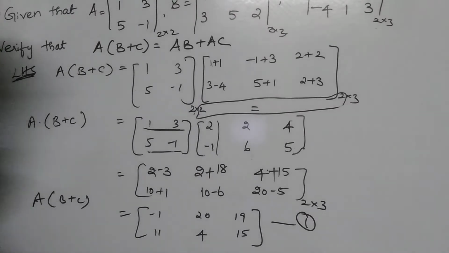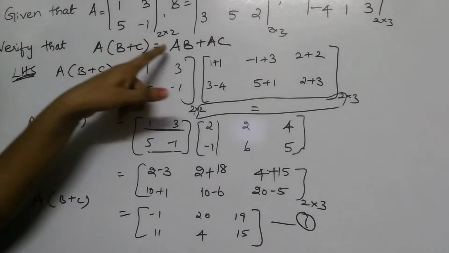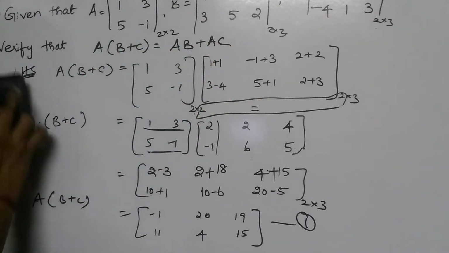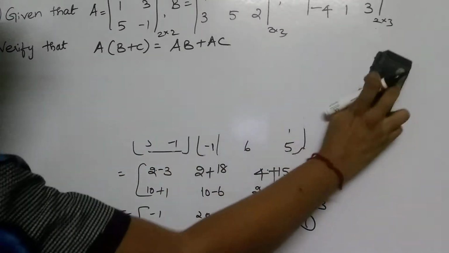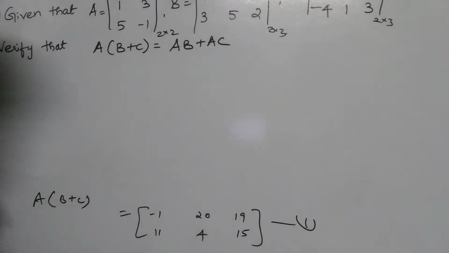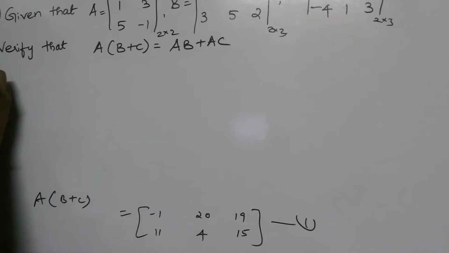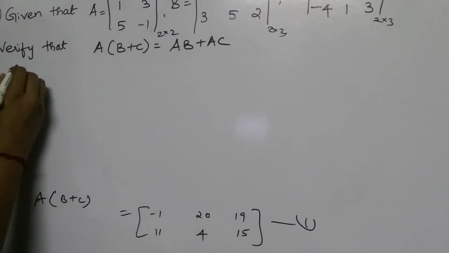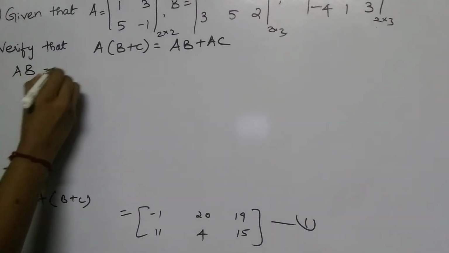Now shall we do the next? What is the right hand side? AB plus AC. You have to do now A multiply B. Thus we will have the answer alone, okay, for verification. Now right hand side. First AB, do it. What is it?